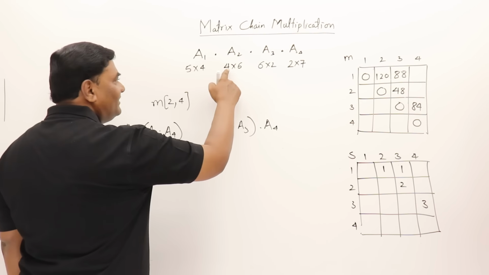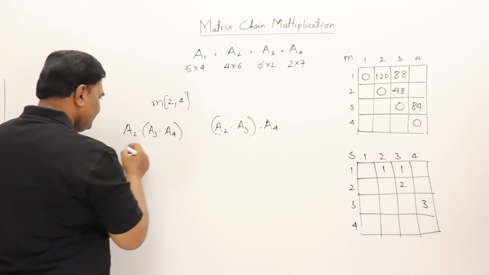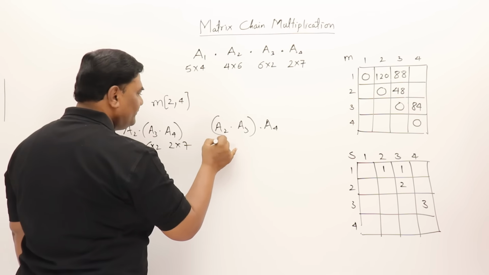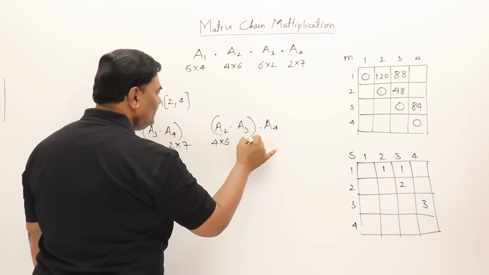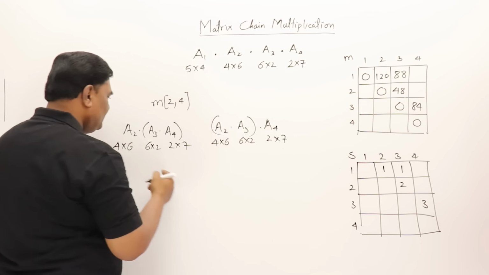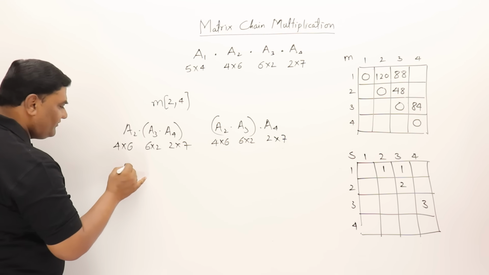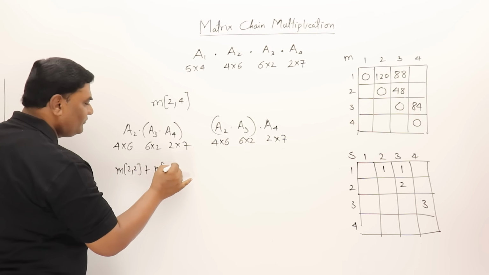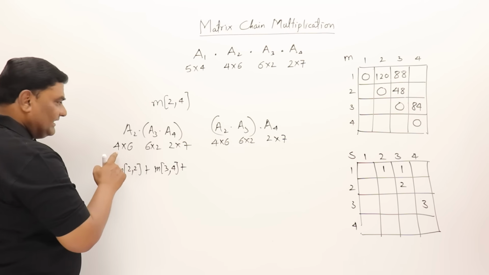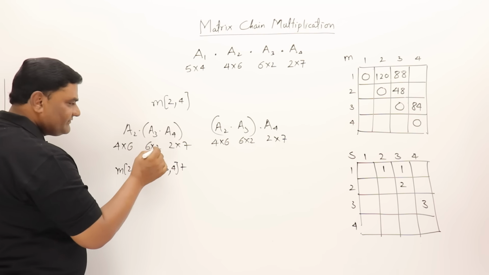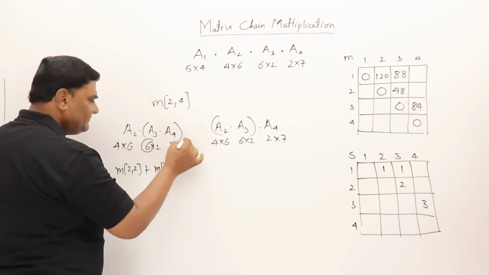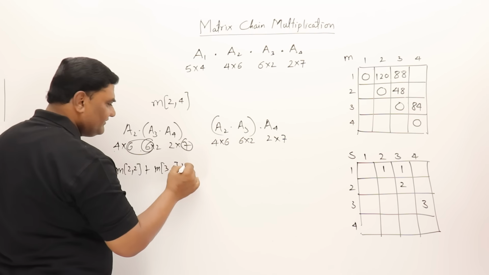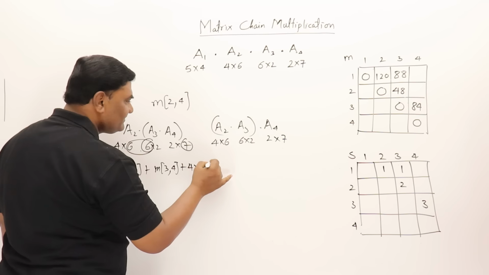Let us check this. 4, 6, 6, 2, 2, 7. Now what is this one? This is m of 2, 2 plus this side is m of 3, 4 plus what will be the product of this one? See, we will get this as a dimension, right? And these two are same, so they are multiplied. 4 into 6 into 7.